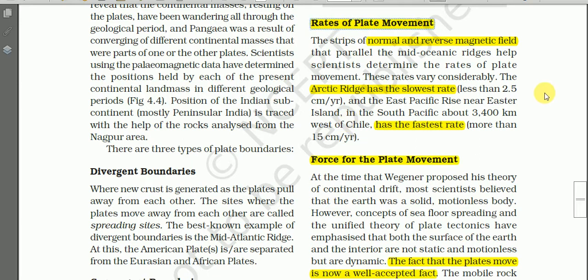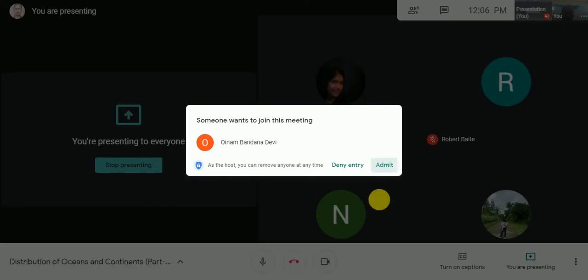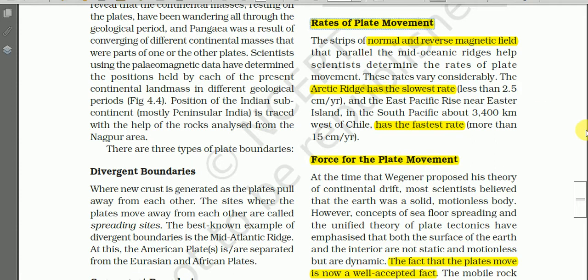Rates of plate movement. Yesterday we learned that the earth's crust is composed of 7 major plates and some minor plates, and all these plates are moving relative to each other. Because of that movement of the plates, major landforms on the earth's surface like mountain ranges, plateaus, and valleys have been formed. Now we shall learn what the rates of this movement are. Let us read.